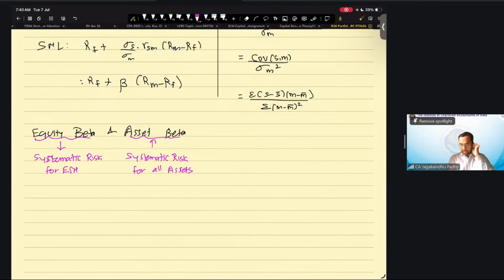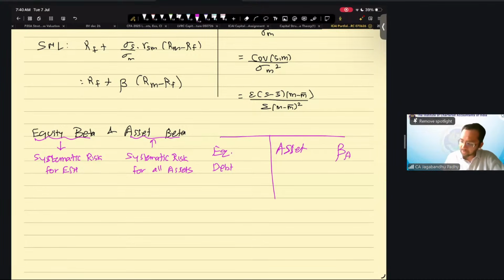Asset beta or equity beta? It's going to be equity beta because assets are going to pose some risk, but equity shareholders are going to take a greater amount of risk for a simple reason. You can say on one side you have asset, and on the other side you have finances, which is equity and debt.